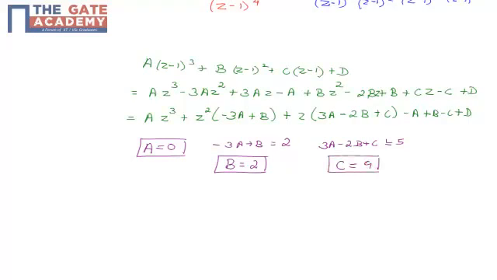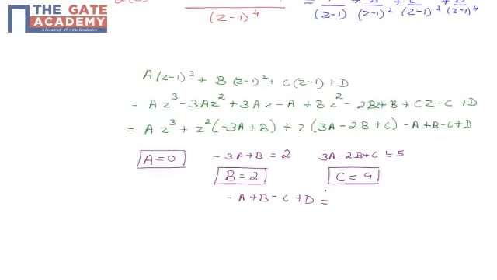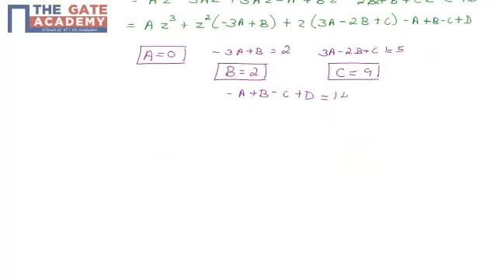Now moving further, we have minus a plus b minus c plus d, this constant term, equal to 14. Since a is 0, b is 2, c is 9, we get minus 9 plus 2 plus d gives you 14. So this is minus 7, so d should be equal to 3.